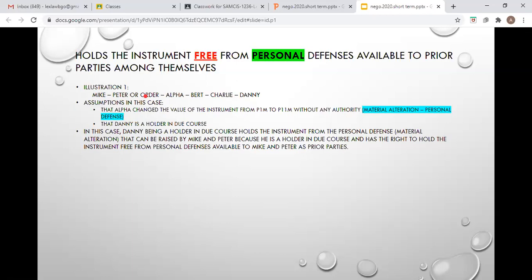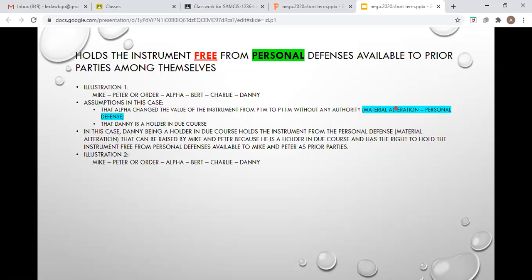Because Danny, being a holder in due course, will now hold that instrument free from personal defense, free from the defense of material alteration. Because insofar as Danny is concerned, he being a holder in due course, that kind of defense cannot be validly raised against him.